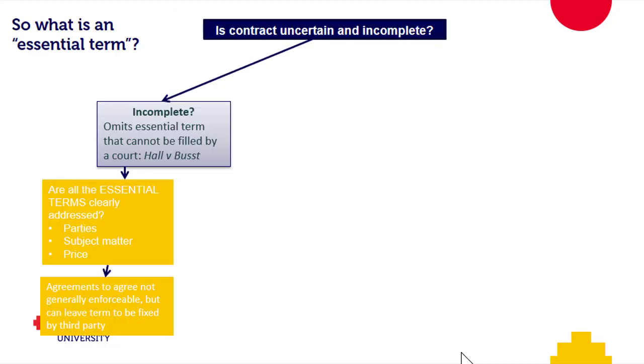So, when we look at what the essential terms are, and we'll come back to talking about essential terms when we look at reading the contract. Colours here are terrible, but we ask ourselves, are all the essential terms clearly addressed? Who are the parties? What is the subject matter of the contract? What terms are there? What period of time does the contract run over? What's the price? And each will depend on the type of agreement itself.